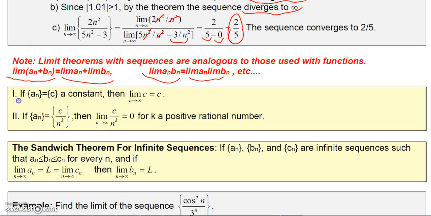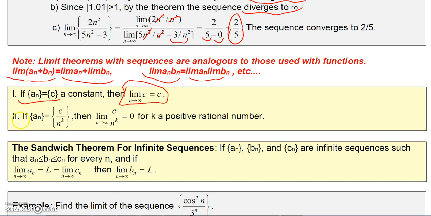A couple notes here. If your sequence is a constant, then the limit of that sequence is just going to be the constant. In other words, it's not going to go anywhere. If you remember that constant sequence I had earlier, that was 4, and every term after it is going to be 4, so it's just going to go to the constant 4. It's not going to matter how many terms you go out, you're still going to get 4.